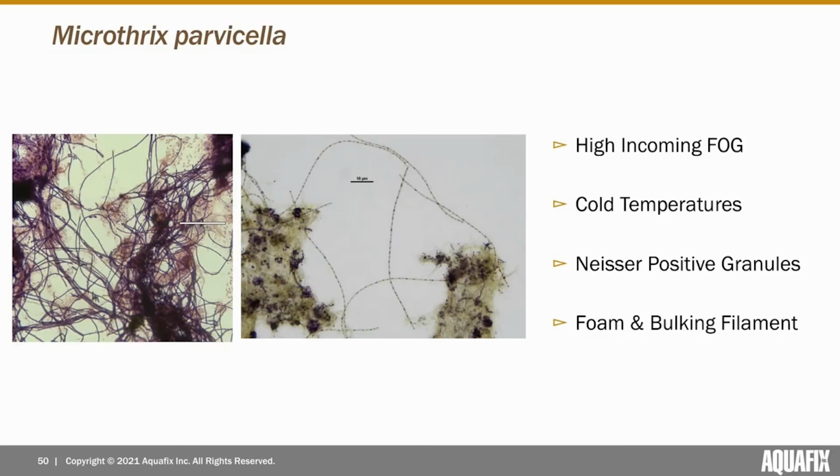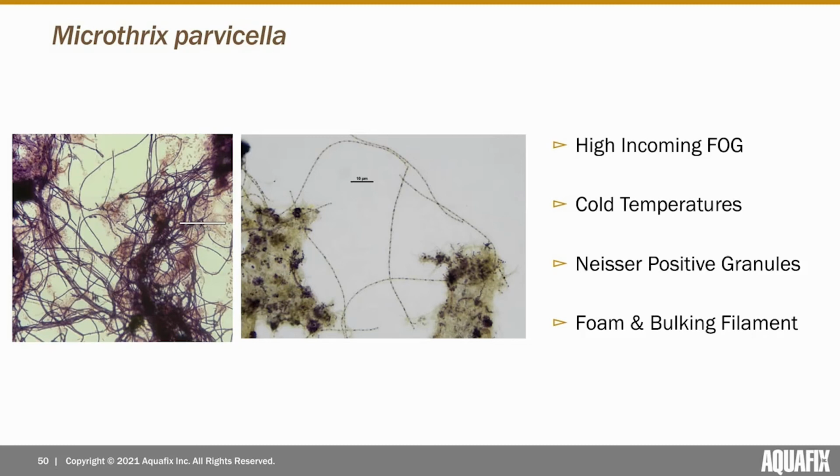If type 0092 is observed, Microthrix parvicella will also be present. This is because both filaments thrive on the same substrate, FOG. However, which filament is more abundant will depend on the temperature, because while type 0092 prefers warm temperatures, Microthrix thrives in cold ones. Therefore, as the temperature shifts, so will the more abundant filament. Microthrix can be identified by its Neisser positive granules, as you can see in the right photo, and when it Gram stains, it looks like a thin, tangled spaghetti.